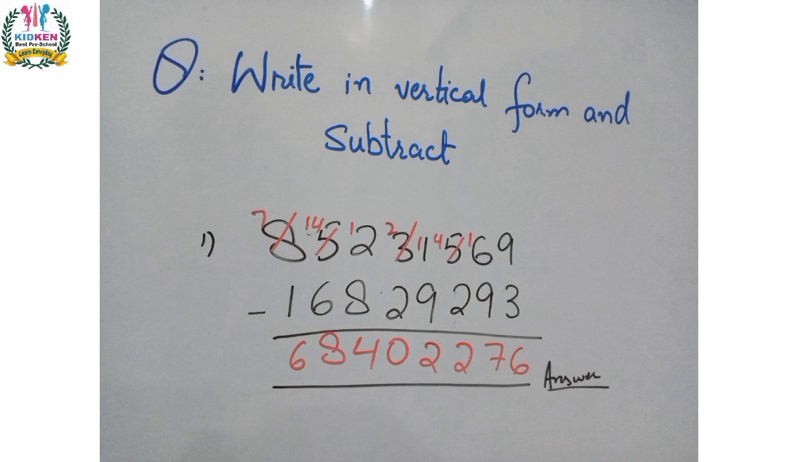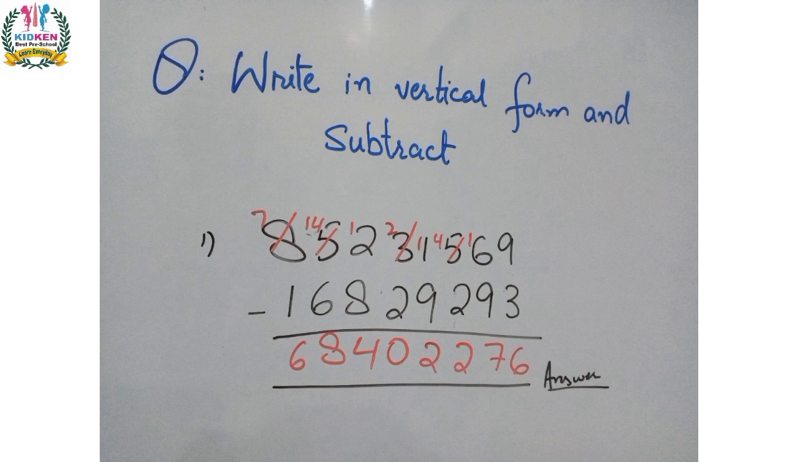9 minus 3 we have answer 6. So 6 minus 9 is not possible. So we can cut the previous digit 5 and convert it into 4 and 6 converted into 16. So 16 minus 9 we have answer 7. So we can write 7. Then 4 minus 2 equals 2. So we can write 2.